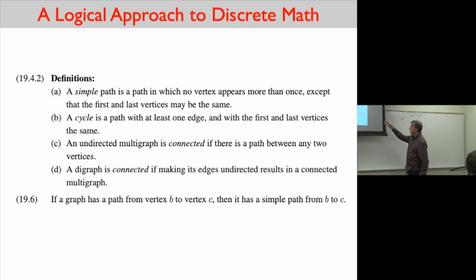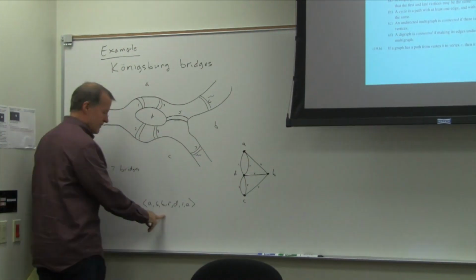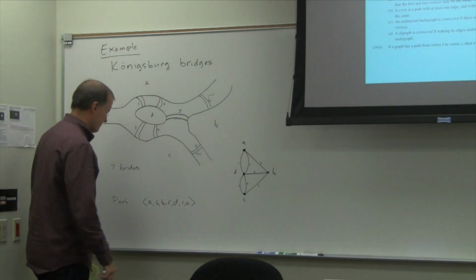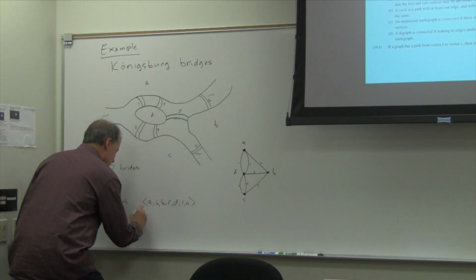A simple path is a path in which no vertex appears more than once, except that the first and last vertices may be the same. Okay, so that's a simple path. So let's think about this path right here. Is this a simple path? Does everybody agree? Okay, so this is a simple path.